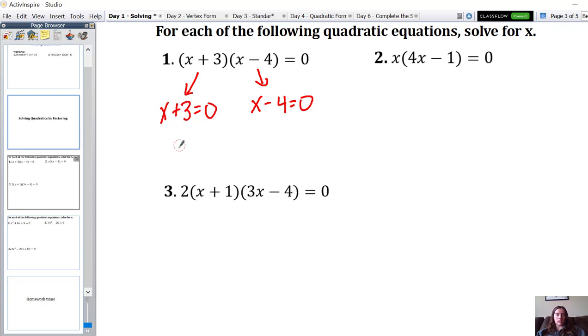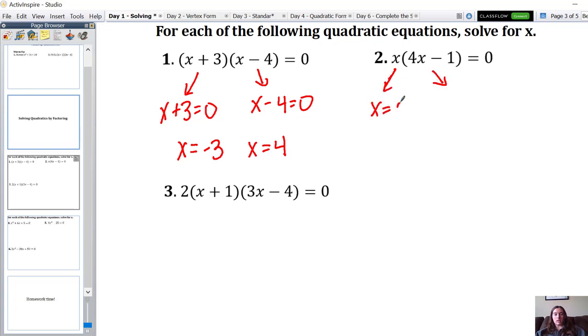So from this first one, I'm going to subtract 3, so I get an x value of negative 3. And the second one, I can add 4, so I get an x value of 4. So what these two values are telling me is that this graph would cross the x-axis at negative 3 and positive 4. In number 2, again, we're setting both terms equal to 0.